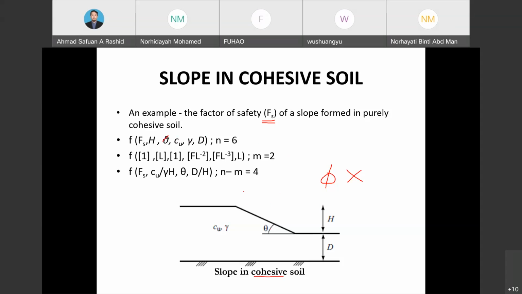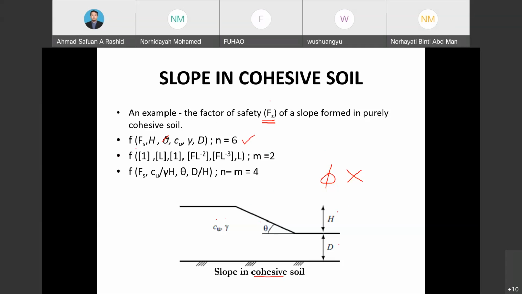So then we count how many parameters are involved, and definitely it should rely on the theory. So we have 1, 2, 3, 4, 5, and including the output, factor of safety, 6. So the number of parameters, n, is 6.